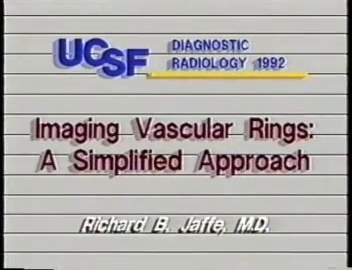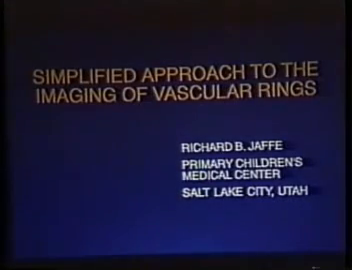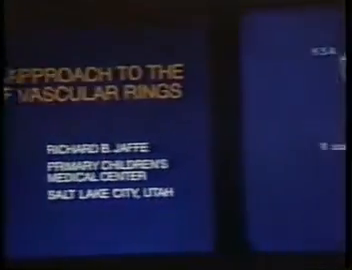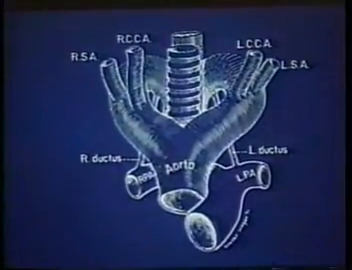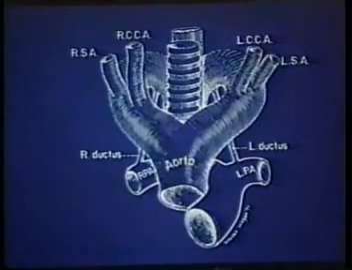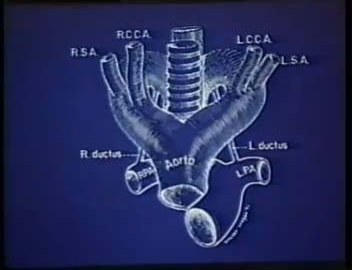The title is Simplified Approach to the Imaging of Vascular Rings. Abnormal development of the aortic arch, and rarely the pulmonary artery, may result in a vascular ring in which derivatives of the aortic arch, or rarely the pulmonary arteries, completely encircle the trachea and the esophagus, and hence the term vascular ring.